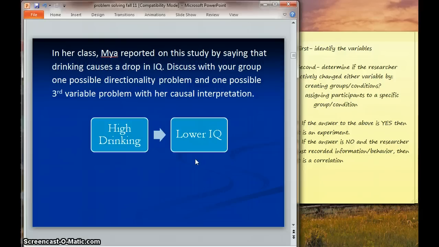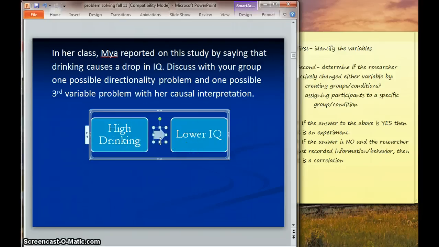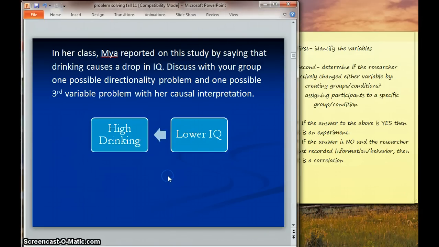One way to interpret Maya's finding is, as she did, that high drinking leads to or causes lower IQ. That's one possible way of looking at it. Another possible way, if we just shift this arrow right here, is that those who have lower IQ are going to drink more, meaning lower IQ causes people to drink more. Either of those is potentially correct, but there are also a lot of other interpretations, and that gets us to the third variable.